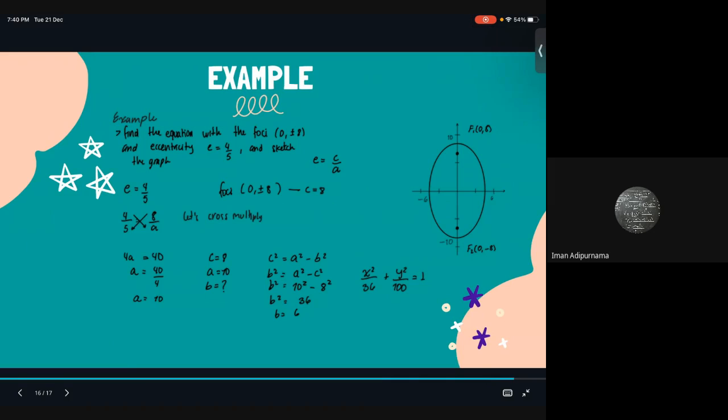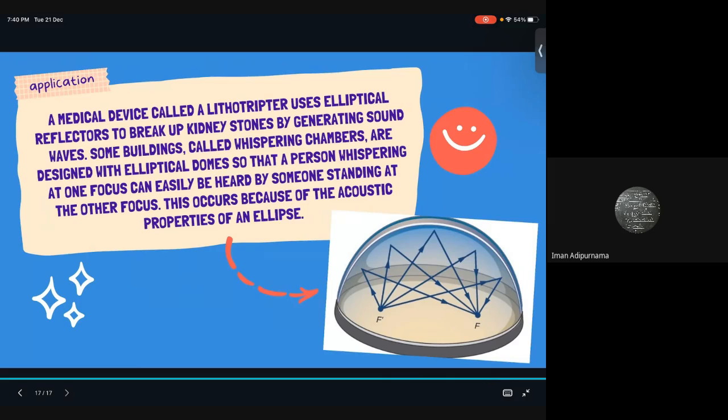Yeah, sorry. Yeah, as an application of ellipses, we have a medical device called the lithotripter.